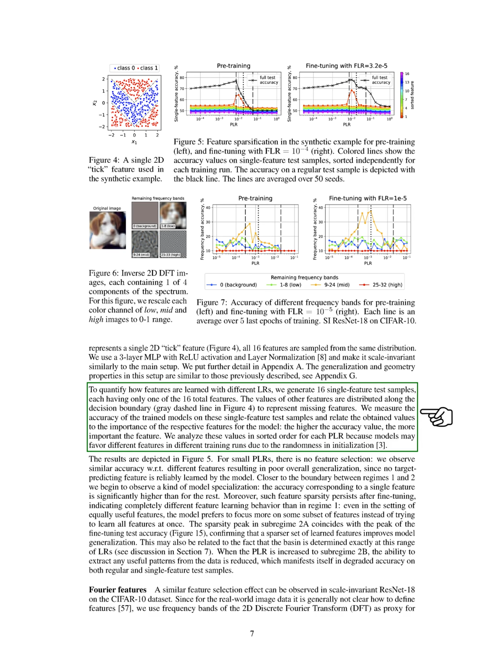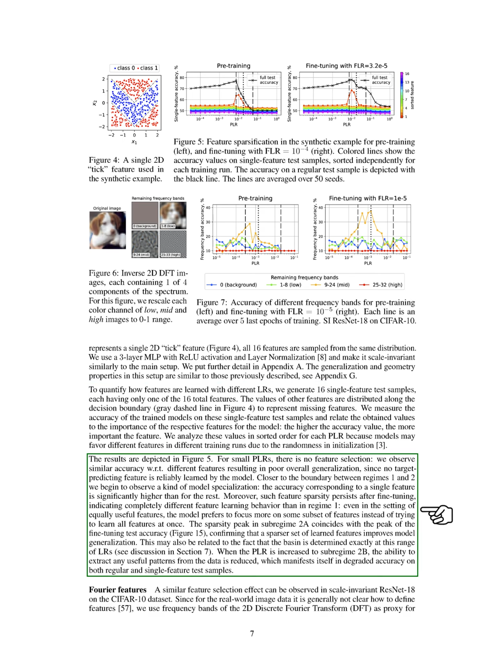We analyze these values in sorted order for each learning rate since models may prioritize different features due to random initialization. Our findings show that with small learning rates, there is no effective feature selection, leading to similar accuracy across different features and poor overall generalization.